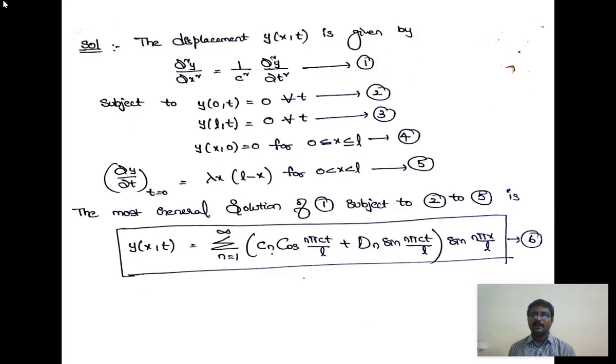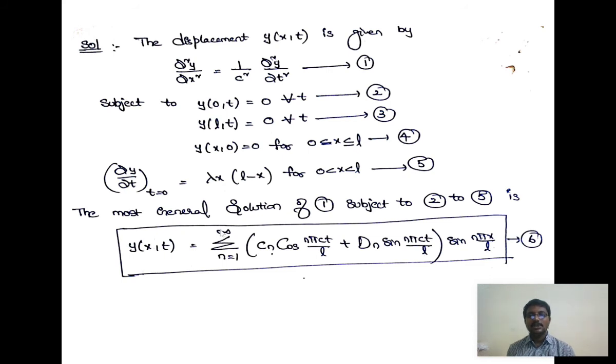So the displacement y(x,t) satisfies the wave equation, that is ∂²y/∂x² = (1/c²) ∂²y/∂t², and satisfies these boundary and initial conditions: y(0,t) = 0, y(L,t) = 0, y(x,0) = 0, and the initial velocity is given as λx(L − x), that is the g(x) value. Since here f(x) is 0, we have the Cn value as 0. So we have to compute only the Dn value.